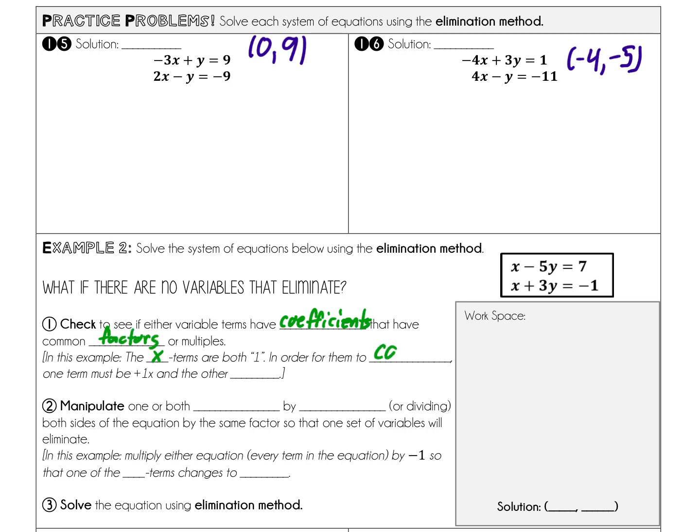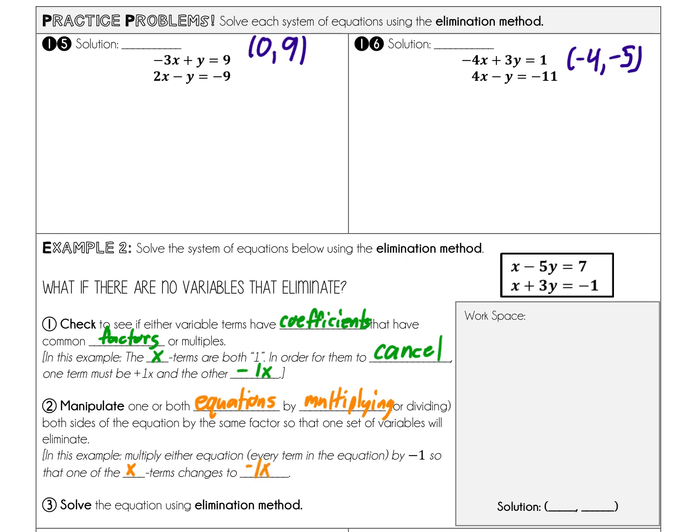In order for them to eliminate or cancel, one term would have to be positive 1x and the other negative 1x. Next, we need to manipulate one or both equations by multiplying or dividing both sides of the equation by the same factor so that one set of variables will eliminate. In this example, you will need to multiply either equation by negative 1 so that one of the x terms changes to negative 1x.